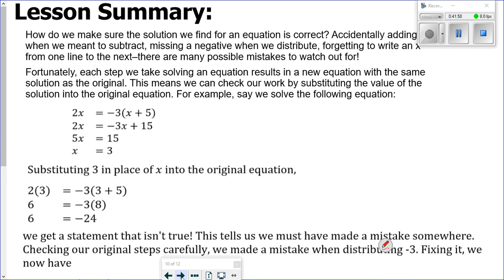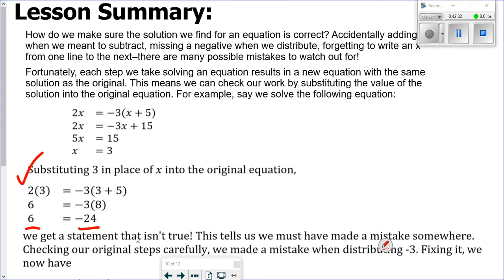If you take a look at the lesson summary on page 19 in your book, they give you another example of an equation that has been worked out. The first person who worked out this equation got x to equal 3. However, when substituting and checking their work down here, we can see that x, in fact, should not equal 3. In the end, they get two unbalanced statements. 6 is not equivalent to negative 24, so therefore x cannot equal 3.